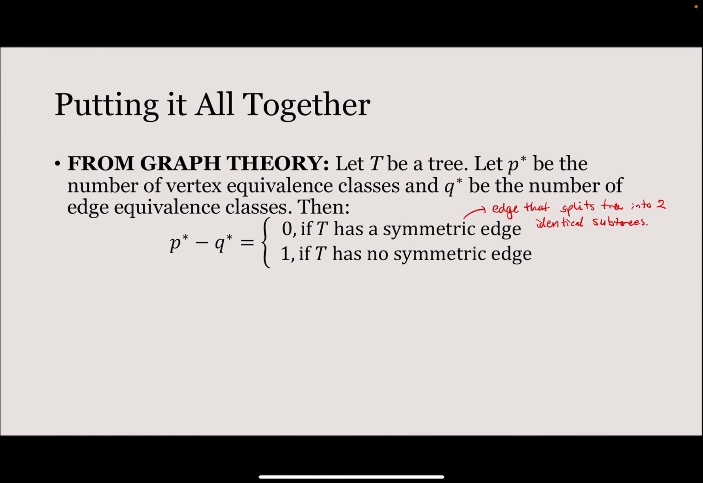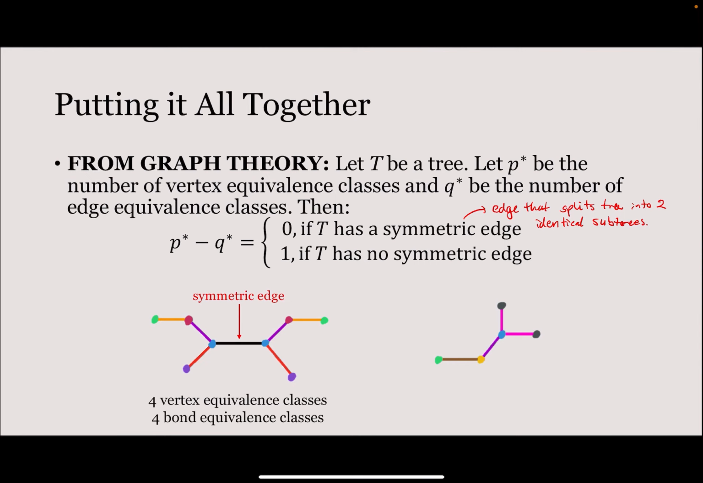Cool. Okay, so for example, this is an example of a symmetric edge because we have two identical trees. This graph on the right has no symmetric edge. I've colored everything really nicely, and you can see that you have 4 vertex equivalence classes and 4 bond equivalence classes. So we have 4 sets of equivalent vertices there and 4 equivalent bonds, including that symmetric edge. For this one over here, we have no symmetric edge. We have 4 vertex equivalence classes, 3 bond equivalence classes. So that's just a quick demonstration by example of our theorem.